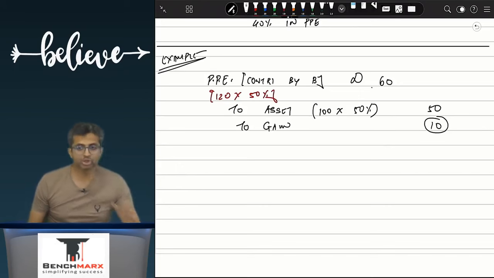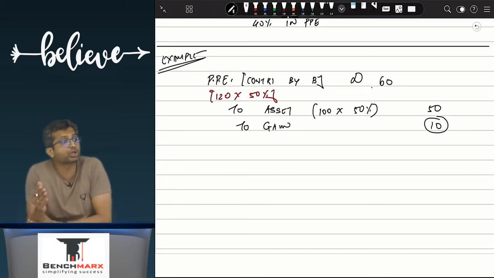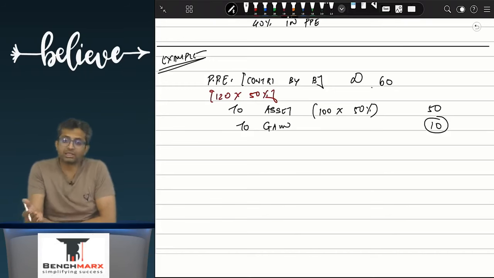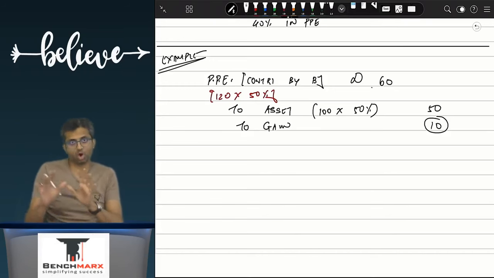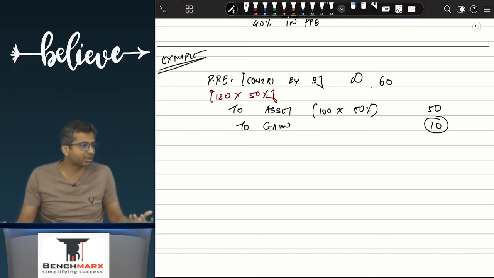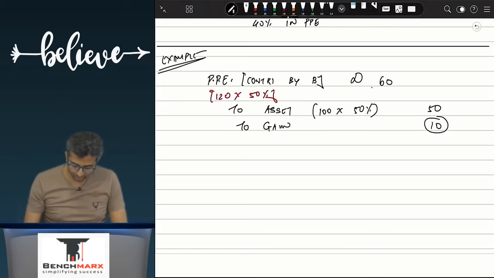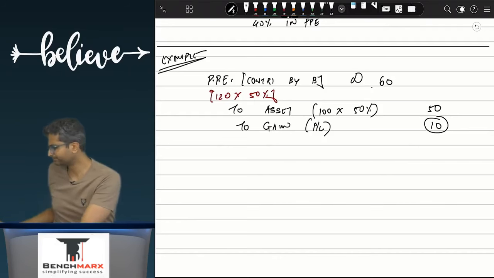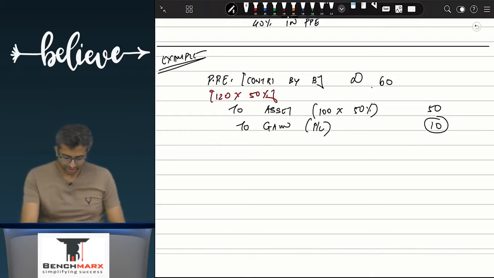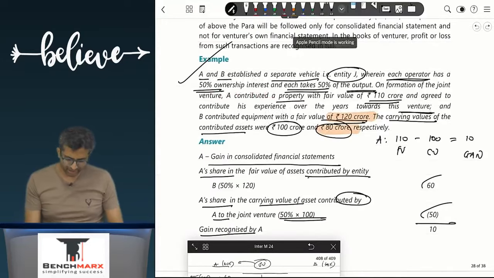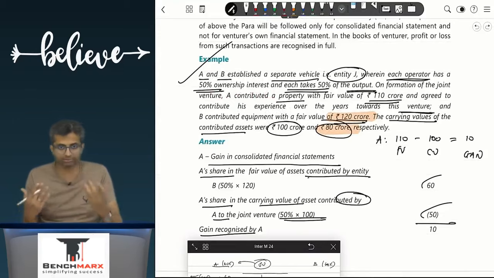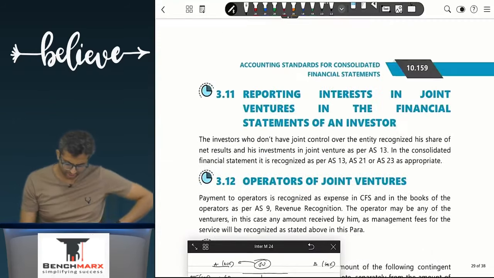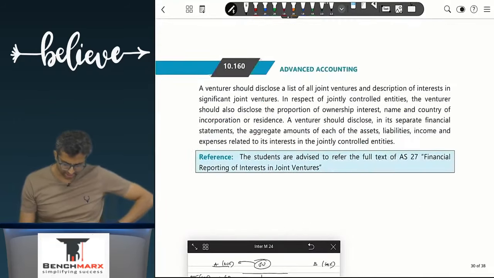And hence the 10 rupees again; if you want, you can put this entry in the example. So in the books of A, I am giving up 50% of my share, but in return I am getting an asset of 120, in which I get a 50% share, and hence the gain over here, which will go in P&L, is 10 rupees. Are we clear with this? Okay, this is a fairly interesting case. If this comes in the exam, it's a numerical one. Probably the institute likes numerical questions, so this is done.